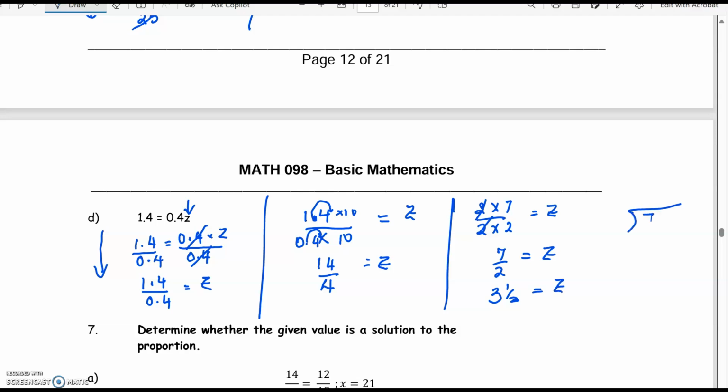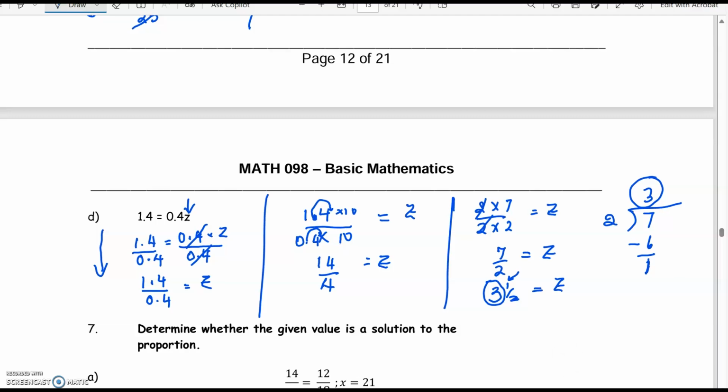Let's just make sure you understand how that was done. 7 over 2, I'm changing it to a mixed number. 2 times 3 is 6. Subtract to get a 1. And that's how we get 3. It goes 3 whole times into 7, leaving a remainder of 1. The remainder brings us the fraction part of it.